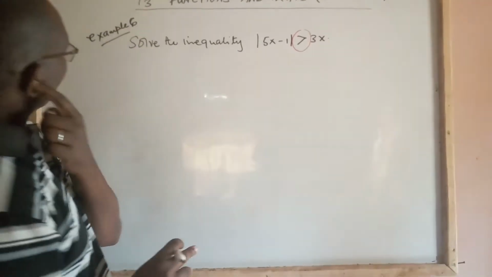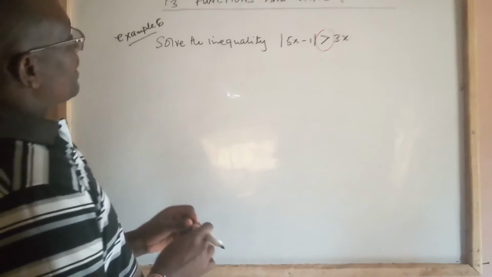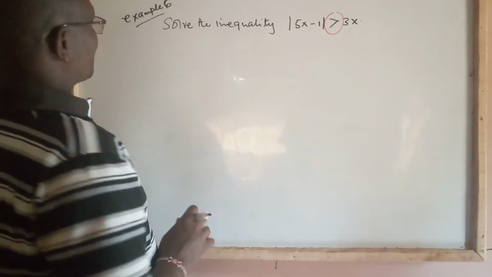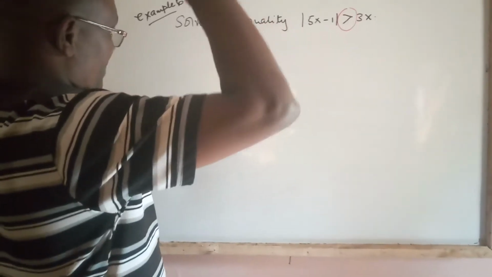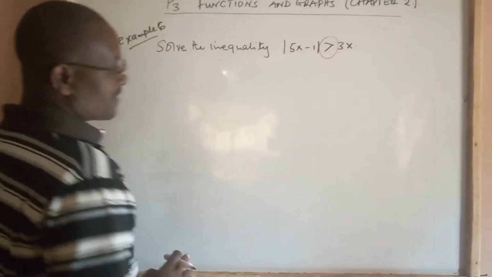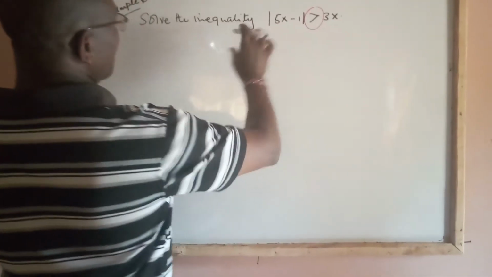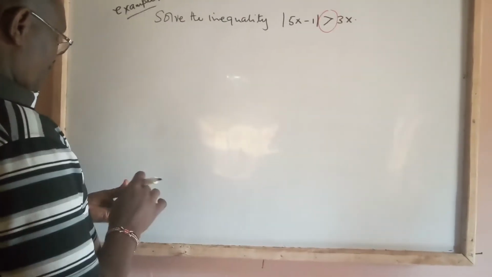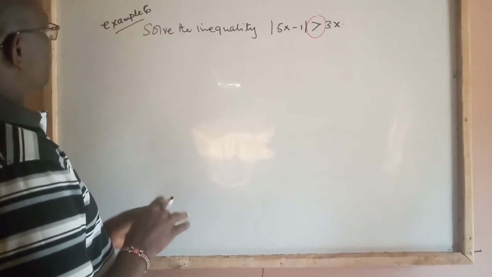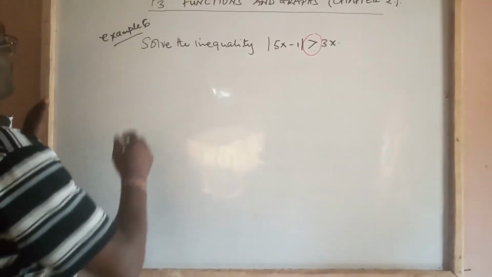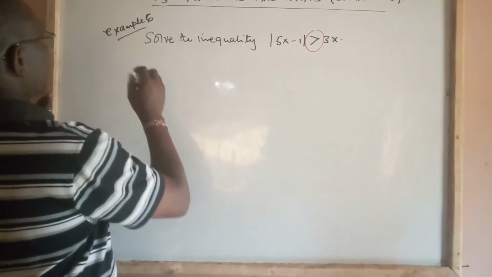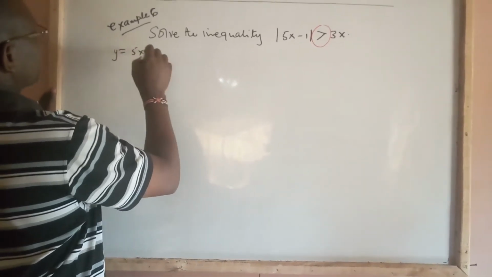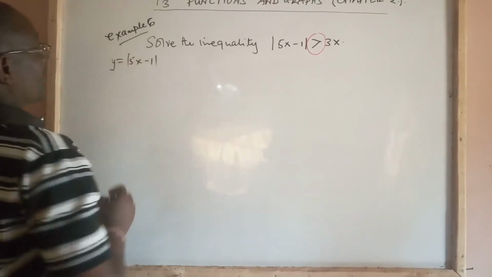We've been dealing with equals to, and equals to just requires us to give a specific value of x, but with greater than or less than, it's a region and we have to give a wide range of x. So let's see. Again, we need to sketch y is equals to modulus of 5x minus 1.